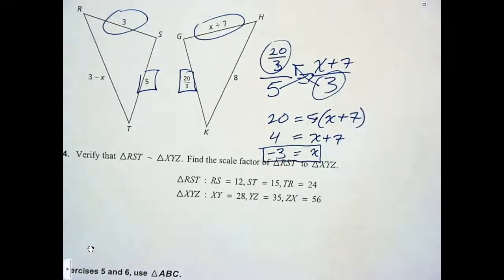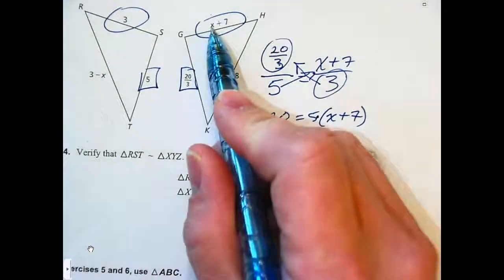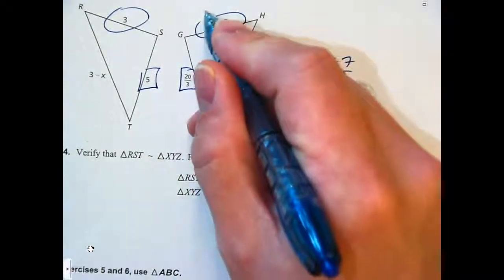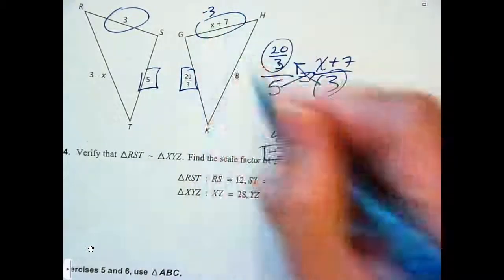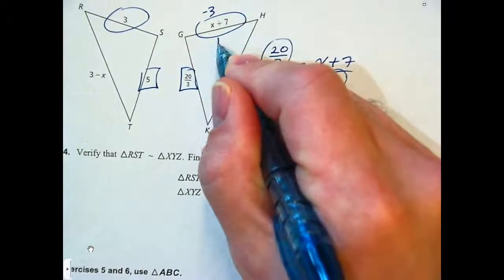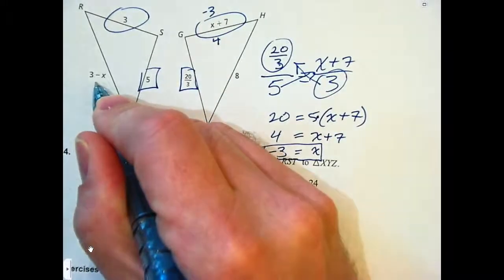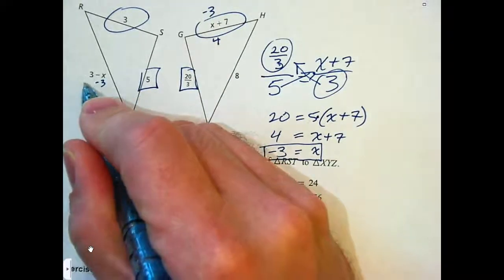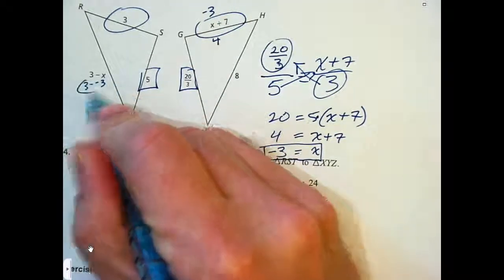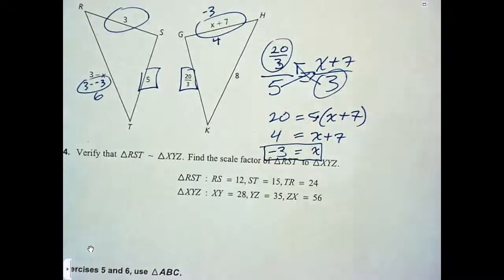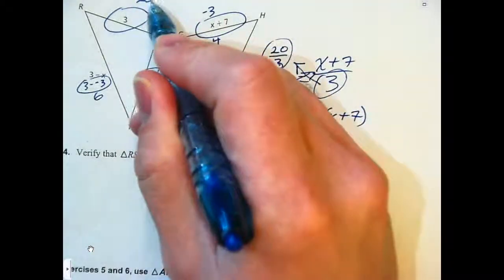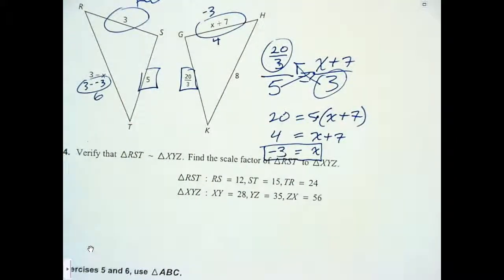Now, how can x be -3? Well, x doesn't represent a side length. x represents part of a side length. So if this is -3 plus 7, that would actually be 4. And 3 minus -3 would actually give us 6. So it could work out. They just wanted the value of x, which we know is -3. Okay, very good.